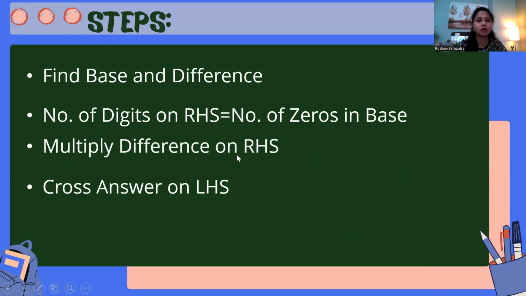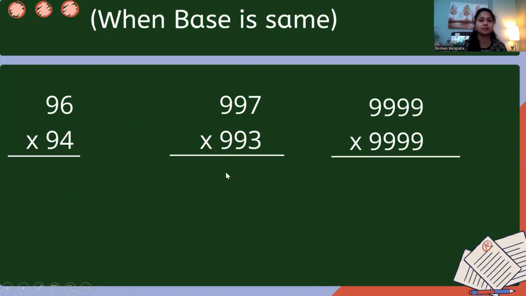Multiply the difference on the RHS. Whatever differences you get, I will tell you how to find the difference, you need to multiply the differences and write the result on the right hand side of the answer. Then cross answer on LHS: we cross some numbers and write that answer on the left hand side of the answer, and then the left hand side and the right hand side will give us the final answer. Okay, so let's check.